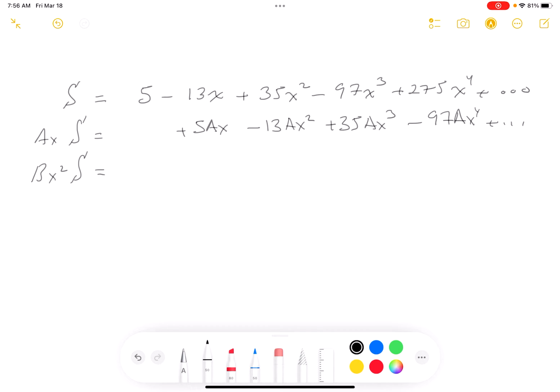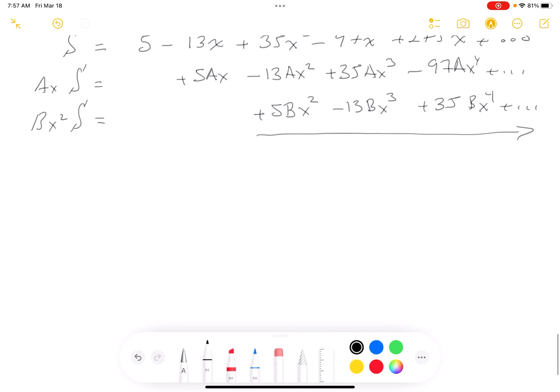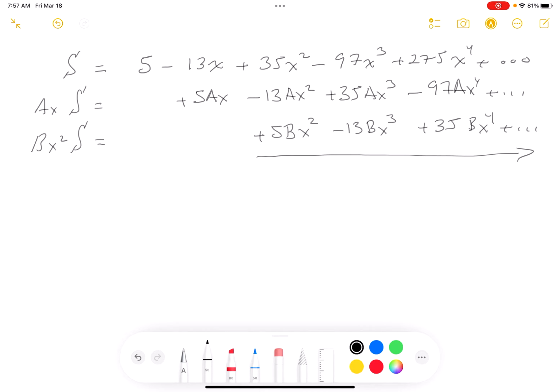All right? Now let's do the BX squared. What are you going to get? Plus 5BX squared minus 13BX cubed plus 35BX^4 plus yada, yada, yada. Again, the hope is that every term here outward is going to disappear. All right? So let's just add things together and see what happens.